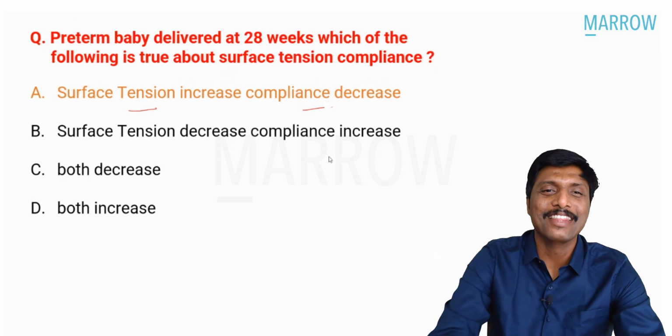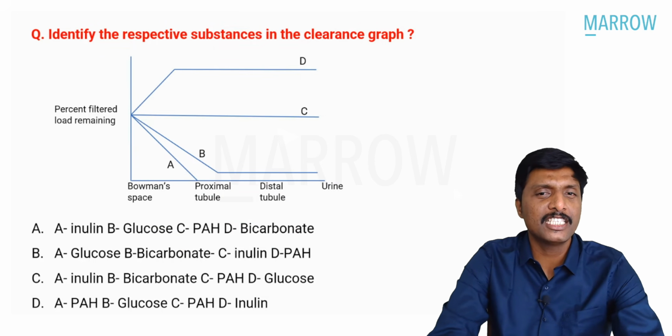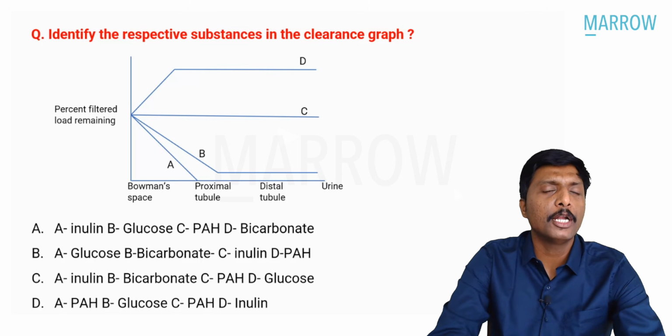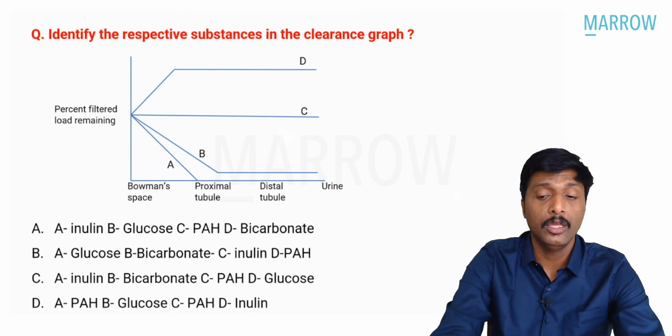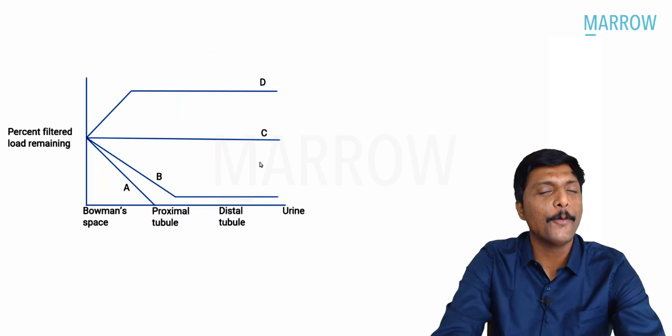Yes. Now, the next question. Identify the respective substances in the clearance graph. Another very important question where you should think very carefully. We have discussed these concepts in lecture. What is A, what is B, what is C, what is D? Any idea? You answered it correctly? Yes, big round of applause to you. Whoever did not answer the question correctly, I am here to help you: where it went wrong, why it went wrong, what you missed. Let's find out. We'll come back to the answer now.